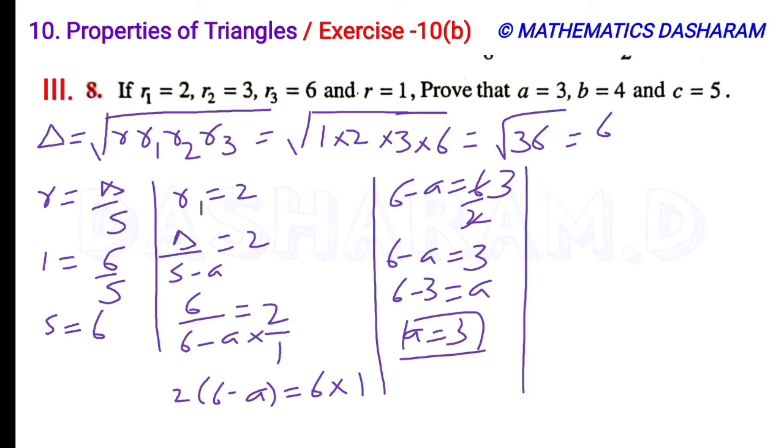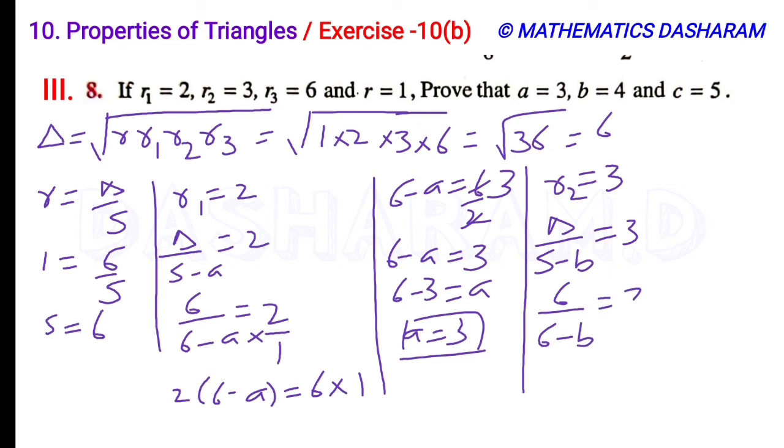Next, r2 is given as 3, and the r2 formula is delta divided by s minus b, which equals 3. The delta value is 6 and the s value is also 6. So 6 by 3 equals 6 minus b, which is 2. So b equals 6 minus 2, which equals 4. So the b value is 4.